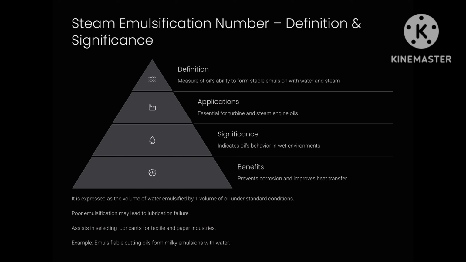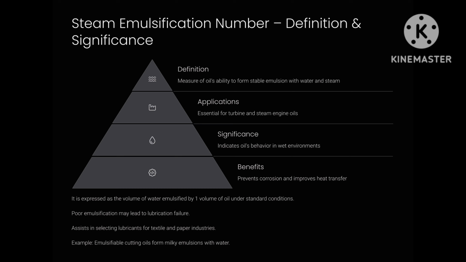This number tells us how well a lubricant can form an emulsion, which means a mixture of oil and water or steam. Why is this important? In industries like textiles or paper where machines run in humid or steam-based environments, lubricants must mix well with water to protect machine surfaces and maintain smooth operation. If oil doesn't emulsify properly, water separates out, and this can cause corrosion or metal friction.